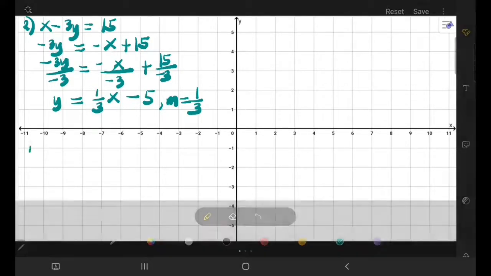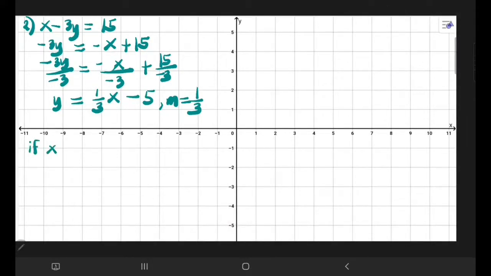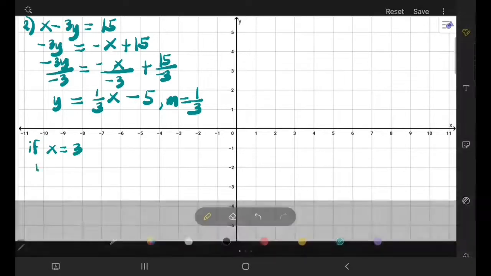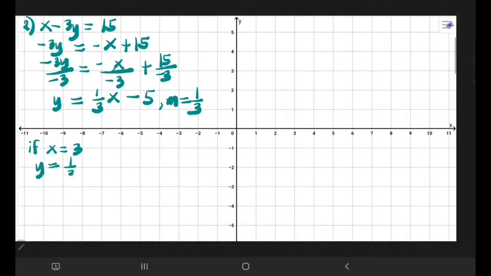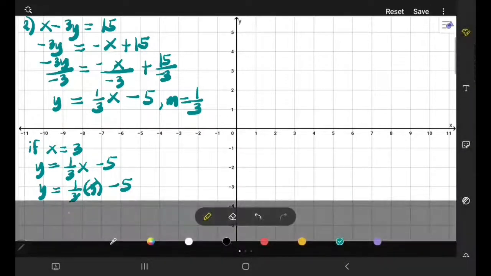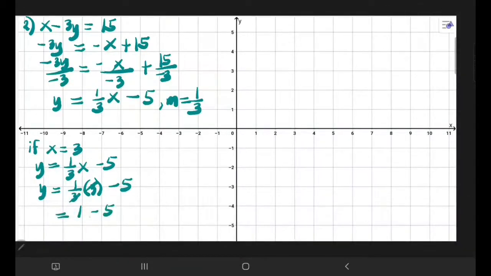If x is, how about 3? So y equals 1/3 x minus 5. Class, why did I choose 3? Because here, look at this, you can cancel that. It's very easy. So that becomes 1 minus 5, meaning y is negative 4. So you have an ordered pair 3, negative 4.